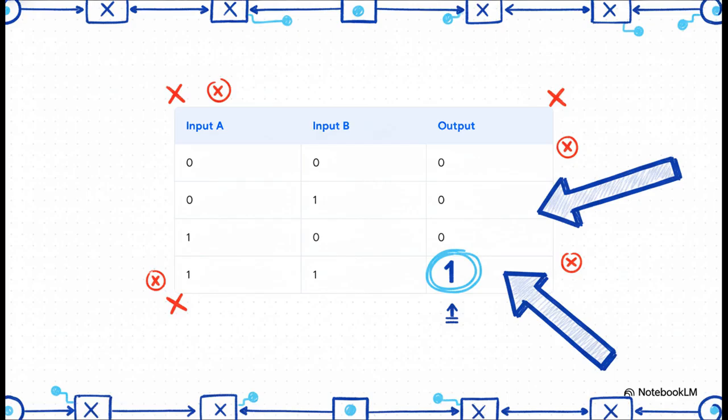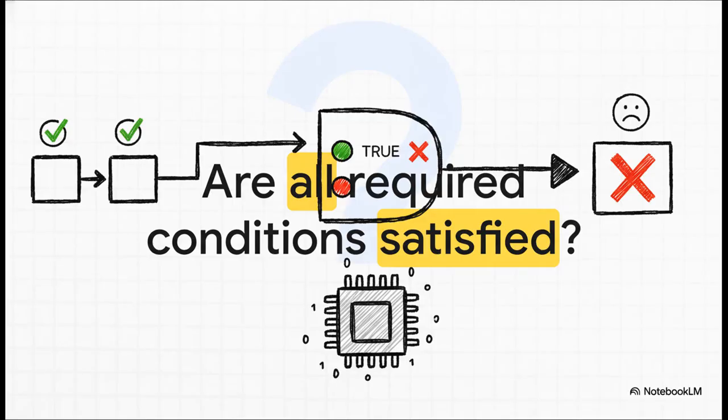It's like the bouncer at a club. If you don't have both your ID and your ticket, you are not getting in, period. And that perfectly sums up the core job of the AND operation. It's built to answer one fundamental question. Are all of my required conditions satisfied? If even one little part is false, the whole thing is false.